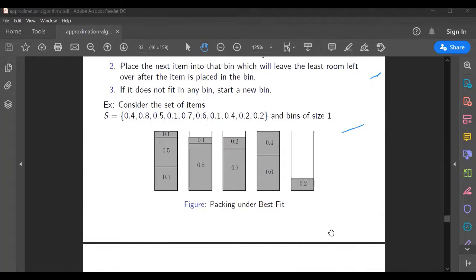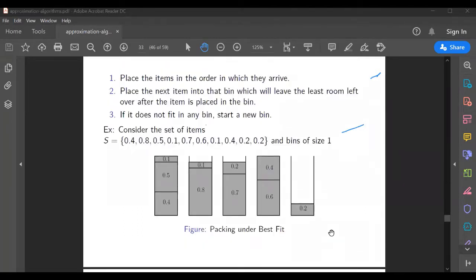Okay, so all these, the best fit, next fit, and first fit, are all almost two-approximation algorithms only. It cannot give less than that. So in terms of analysis, when you look at it, they behave only in a similar way. So there is no change in that. So we have seen examples that can be solved using an approximation algorithm.